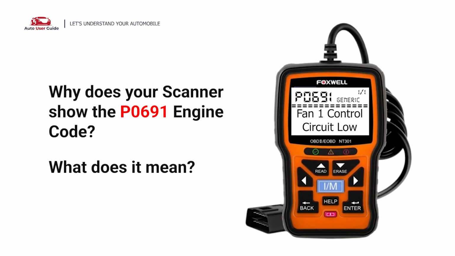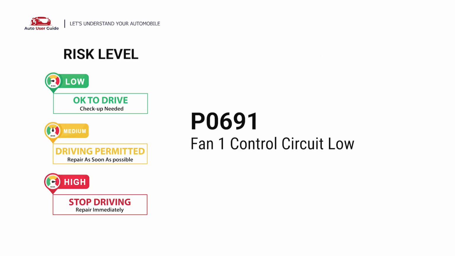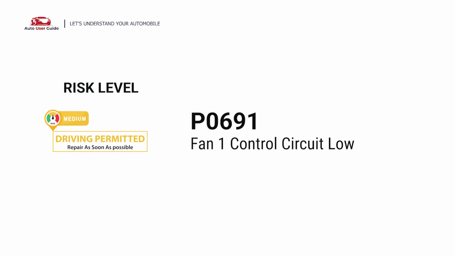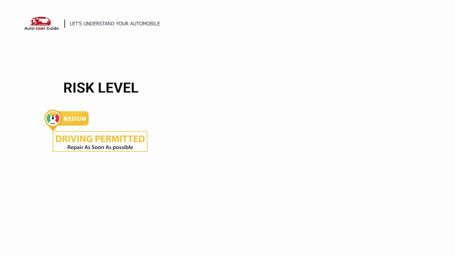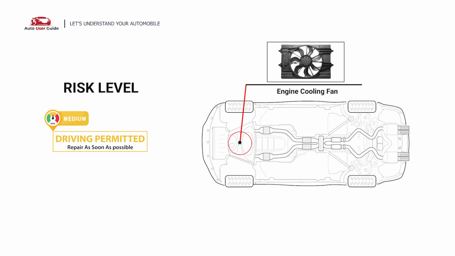Why does your scanner show the P0691 engine code? What does it mean? P0691 is a diagnostic trouble code for Fan 1 control circuit low. This engine code indicates a low voltage issue in the cooling fan 1 control circuit. Under this circumstance, short-distance driving is permitted, but your vehicle should be repaired as soon as possible.